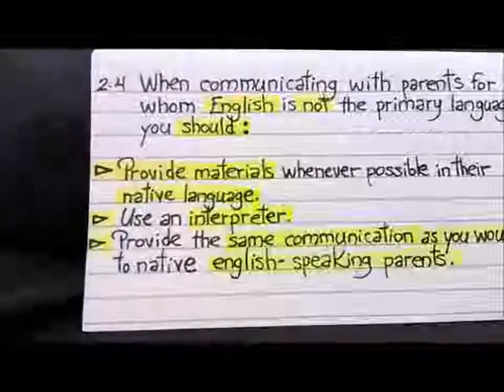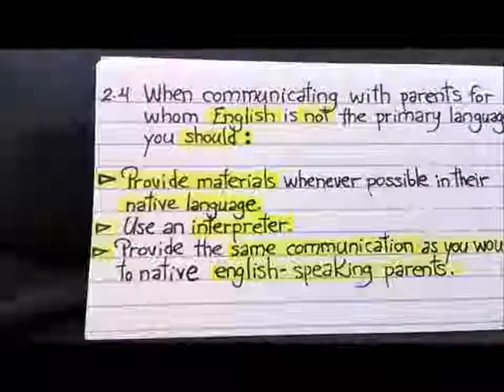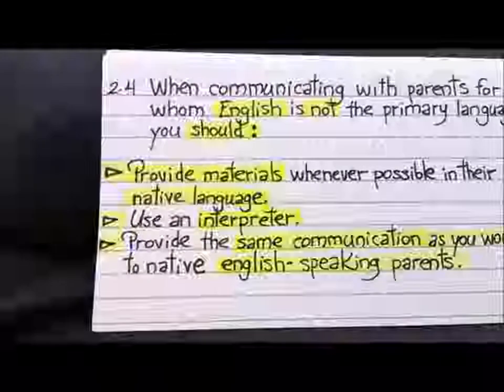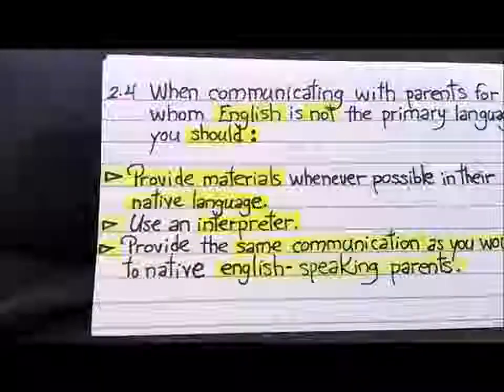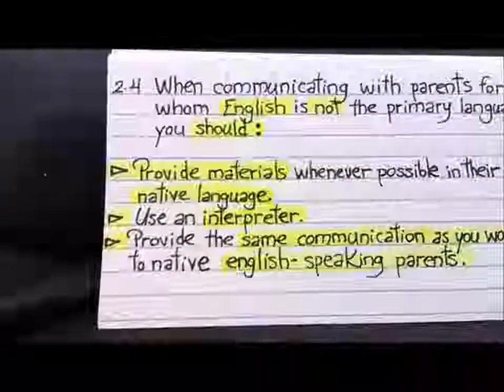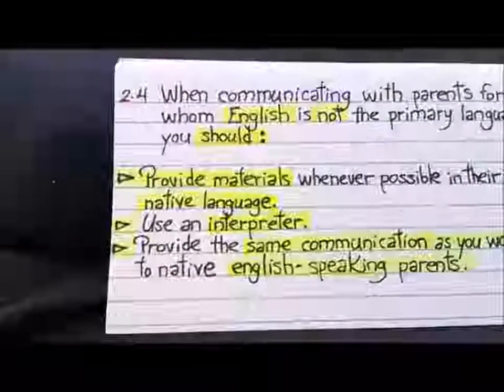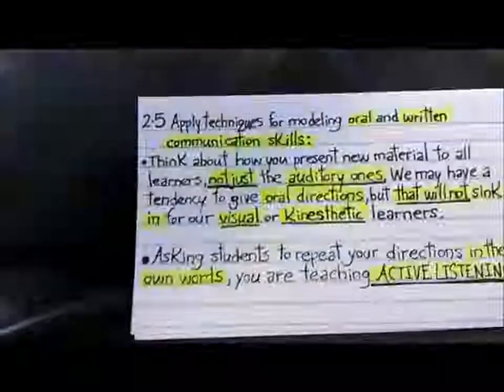When communicating with parents for whom English is not the primary language, you should provide materials whenever possible in their native language. You should use an interpreter. You should provide the same communication as you would to native English-speaking parents.